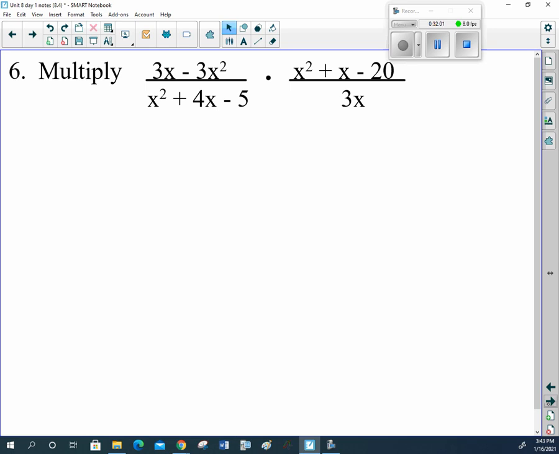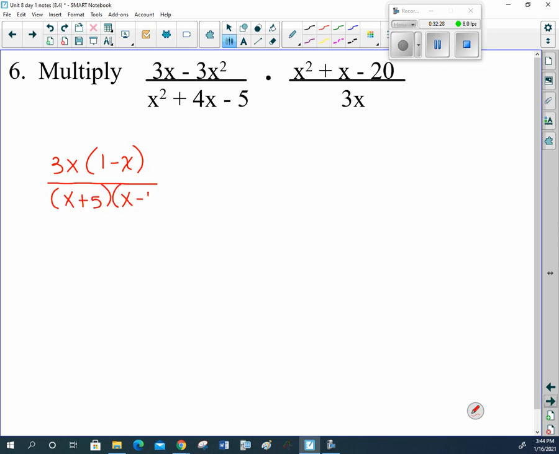All right, now we've got two fractions that we're multiplying together. Well, same scenario as before. We still need to get it all in factored form. So basically we're saying the whole top times the whole bottom. Let's factor it. So the numerator, I think I'll factor out a 3x. And that'll give us 1 minus x in that first parenthesis. And then on the denominator, it's going to be x plus 5 times x minus 1 times, and then the other fraction is going to be x plus 5 and x minus 4 over 3x.